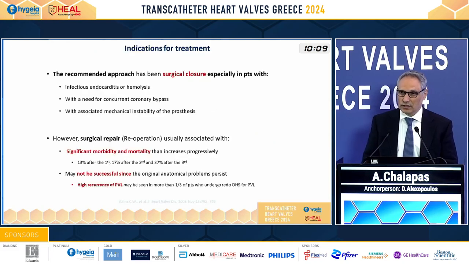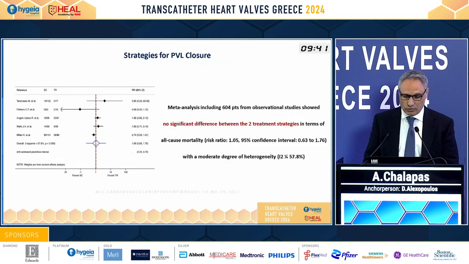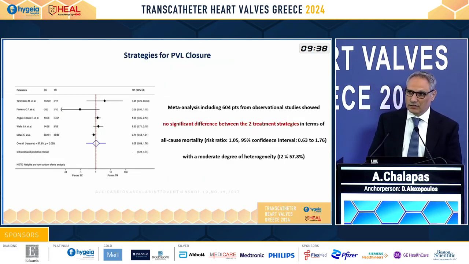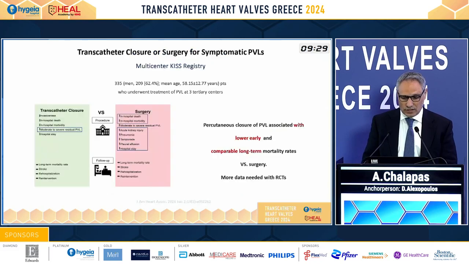And of course, surgery is maybe the first approach, especially when endocarditis is combined or when there is mechanical instability of the prosthesis. However, reoperation is associated with high mortality, more than 10 to 50%, and up to 30% recurrence. This is a very nice observational study coming from Mayo Clinic showing similar recurrence regarding the reintervention rate between percutaneous and surgical approach. And based on meta-analysis and several observational studies, the long-term results regarding mortality and MACE are similar between surgical and transcutaneous approach.